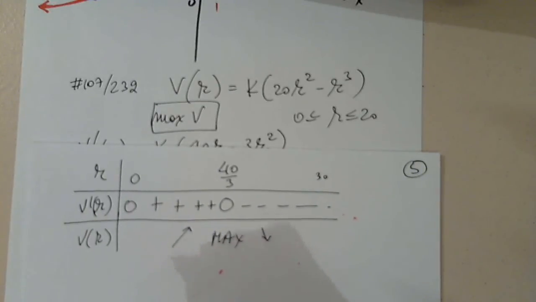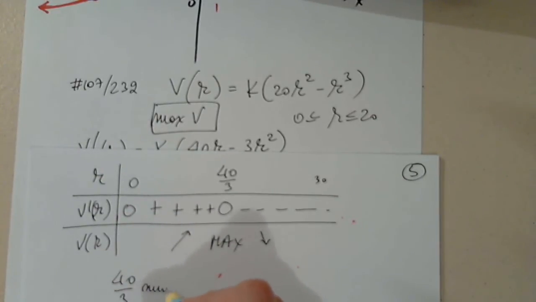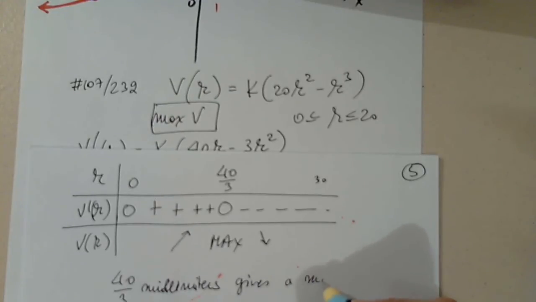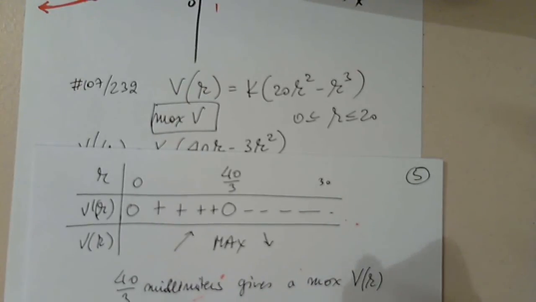velocity. So the radius is 40 divided by 3 millimeters. So 40 divided by 3 millimeters gives a maximum v, which in our case is the velocity in millimeters, of course, per second. The maximum v of our millimeters per second.